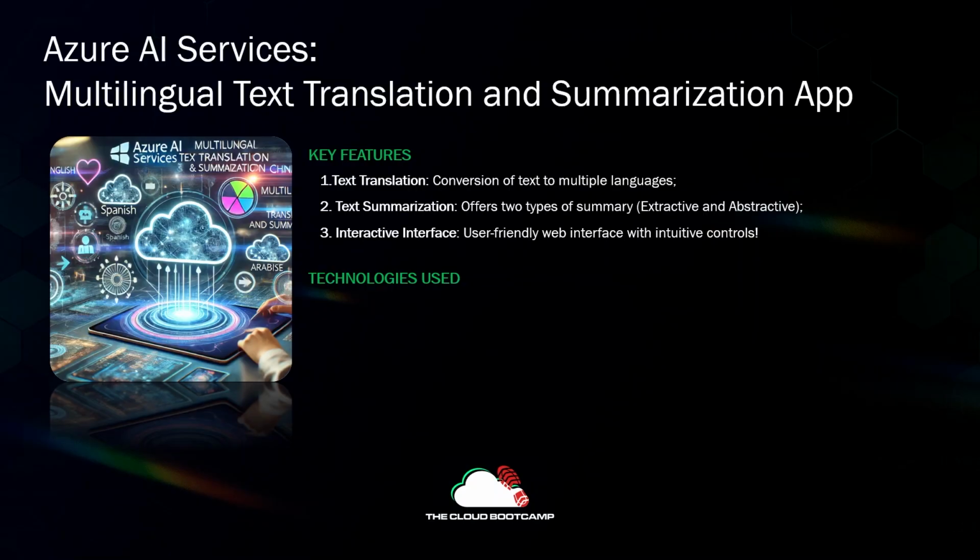The extractive mode identifies and returns the most important parts of the original text, while the abstractive mode reformulates the content, expressing the main ideas in a more natural and concise way, as if explaining them in your own words.